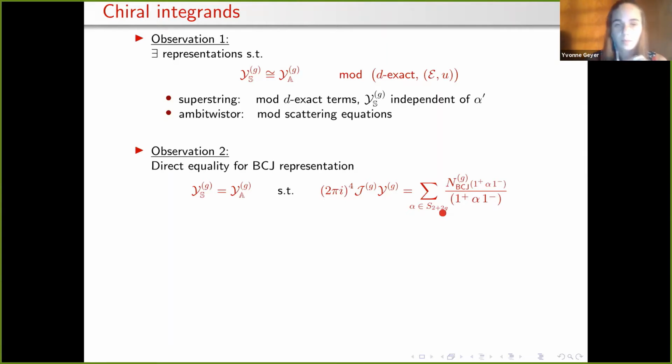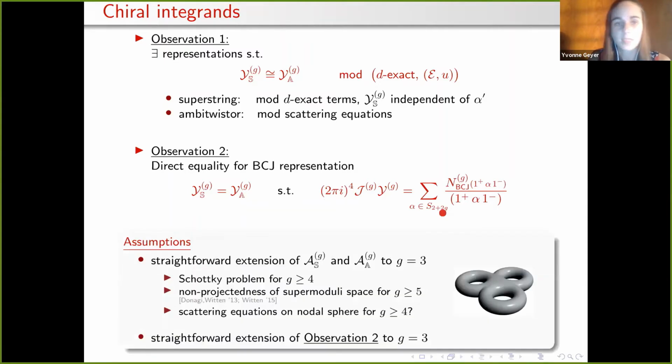Now, this observation too is really what we want to be using to make contact afterwards from the Ambitwistor string to the string. Okay, so this is a good point to issue some health warnings, assumptions that we're going to be making. We are going to assume that the superstring and Ambitwistor string representations that we had on the last slide remain true at genus 3 from now on. Now, this is an assumption, and especially if you went to higher genus, this is something you would need to revisit, because it is known that for G equals 4, for both the string and the Ambitwistor string, you'd run into the Schottky problem, which is something you would have to address. Also, at the latest at G equals 5, you'd run into the non-projectedness of the supermoduli space. And also for G equals 4, there are new features in the scattering equations that you'd have to investigate more carefully.